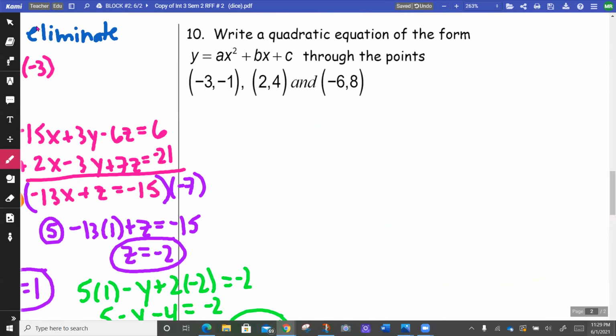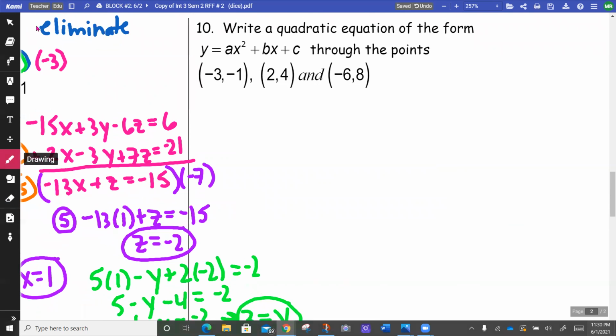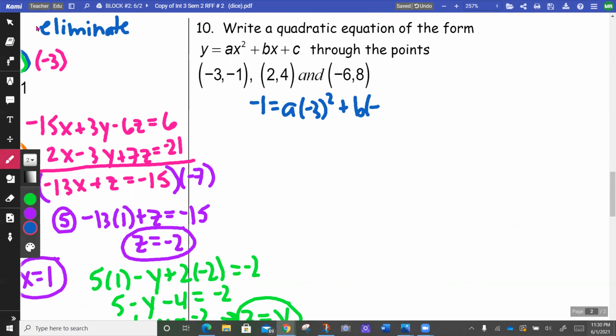On number 10, it's going to be like the problem I just did. I'm going to be doing a system of equations, okay? So I'm going to get negative 1 is equal to, let me write it like this, a times negative 3 squared plus b times negative 3 plus c, which is going to be -1 equals 9a minus 3b plus c.